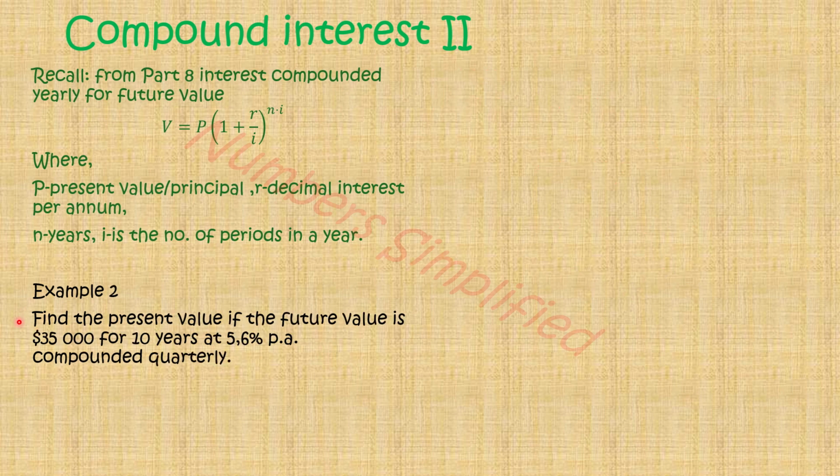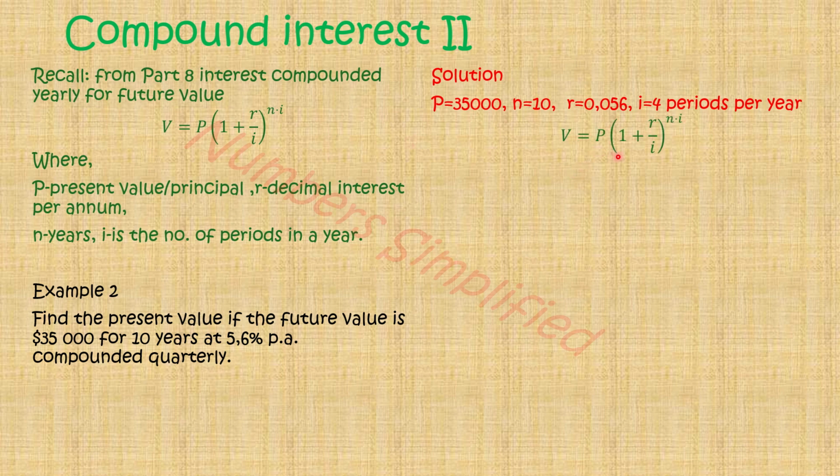Let's cross over to example 2. Find the present value if the future value is $35,000 for 10 years at 5.6% per annum, compounded quarterly. Right, so the solution, V is $35,000, N is 10 years, R is 0.056, and I is 4 since we have quarters. So we know that in a year, we have 4 quarters, so that is the period. So 4 quarters in a year.